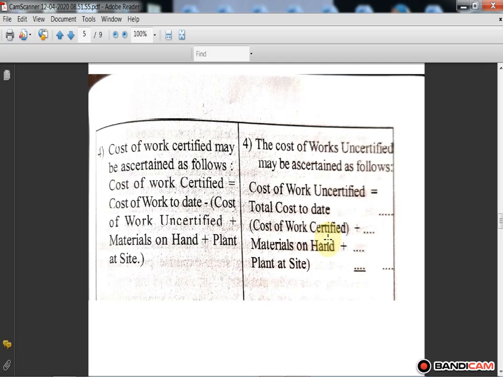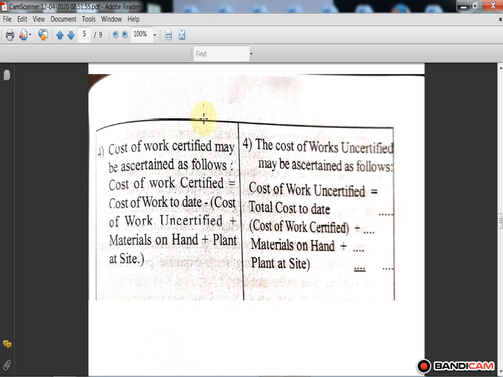In work uncertified, the cost of work uncertified may be ascertained with the help of the formula: cost of work uncertified is equal to total cost to date minus cost of work certified plus material on hand plus plant at site. So remember these two formulas.